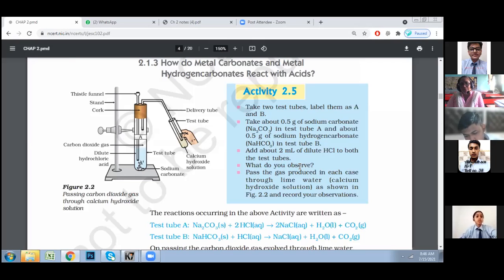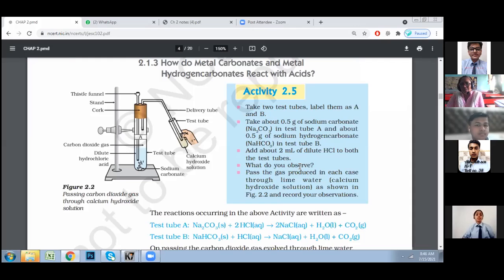Now what we have done, we have tightly packed it with an airtight cork and we have added here a thistle funnel. What is the role of the thistle funnel? If we want to add some hydrochloric acid, we can carefully put it in this test tube through it. The cork's role is to hold the setup. Then the gas evolved passes through the second delivery tube to another test tube, test tube B. Suppose this is test tube A, this is test tube B.